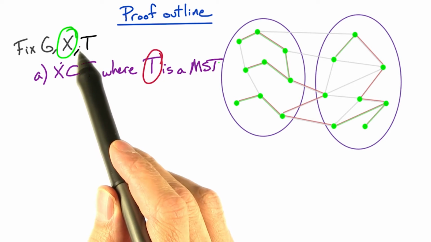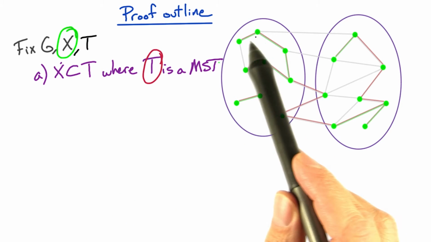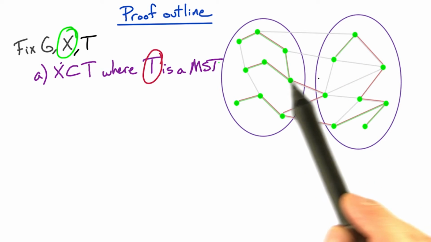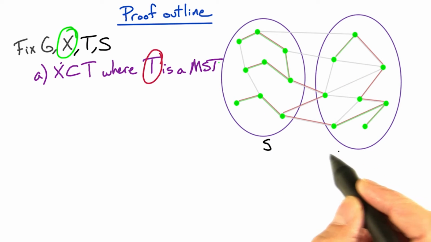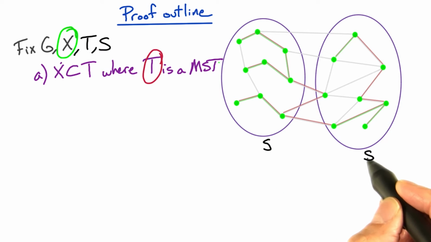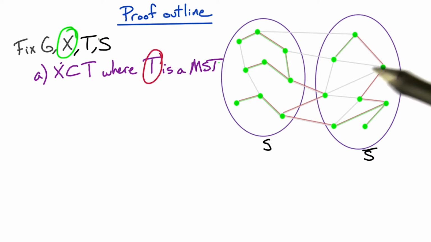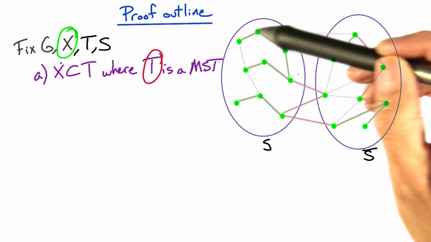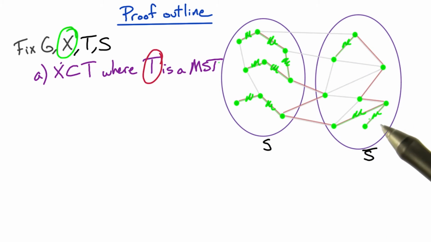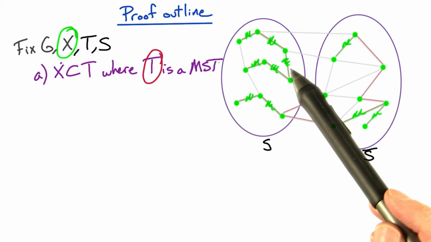Now in addition to this tree T, I want to fix the subset of vertices which form the cut which no edge of X crosses. So I want to fix this subset S. In this example, this is S and this is S bar. Now our assumption was that none of the green edges, none of the edges of X cross between S and S bar. Now here are the green edges once again, and notice none of these green edges cross between S and S bar.